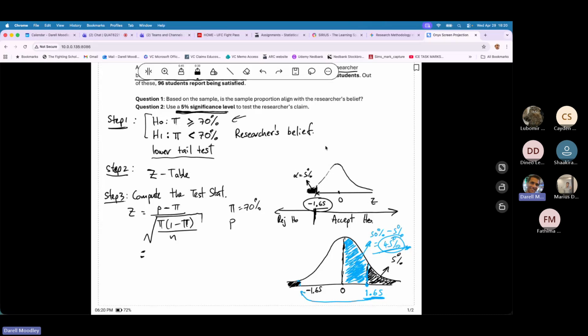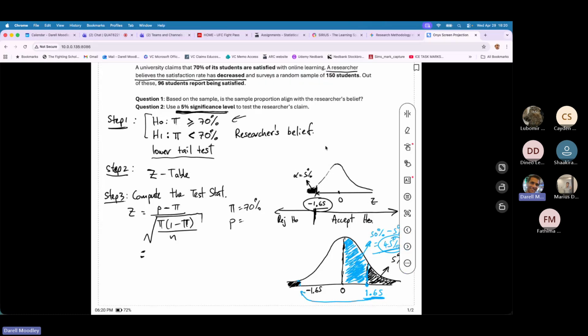Out of the sample, what is the proportion that are satisfied? That was what we worked out, which is 96 out of 150, and as a percent, that is 64%. That's your P. And the last symbol we need for this equation is n, your sample size. How many students did you sample? That is 150. So you have everything to plug into this equation.